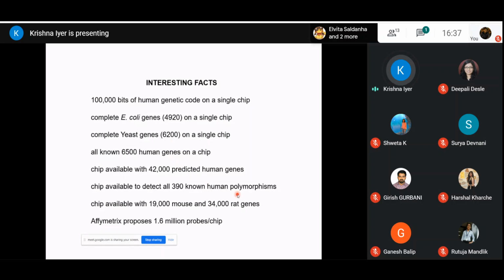Many polymorphisms you can detect. You can detect a lot of mouse genes, rat genes. And Affymetrix proposes to have 1.6 million probes per chip. At the moment the number is around 500,000, so they want to make it about 3 times that, 1,500,000 on one chip. So you can imagine how many different genes' changes in expression levels you can look at and find in one shot.